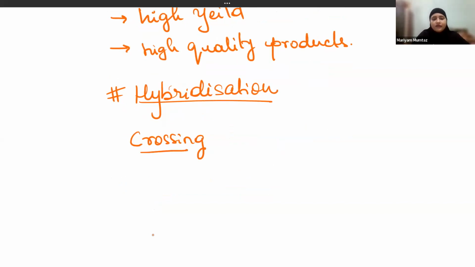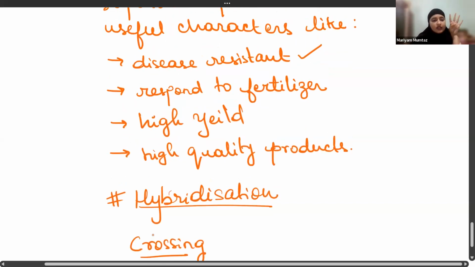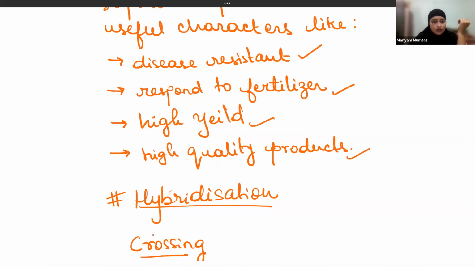And what is our aim? For example, here we have taken four desired characters: disease resistance, fertilizer response, high yield, and high quality. Suppose one plant has two of the characters and another plant has the other two. We cross these two together, and the offspring or new plant that is formed would contain all the characters. This is the aim of this process. You're getting why we are doing this?